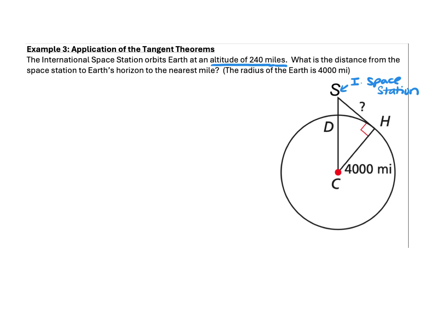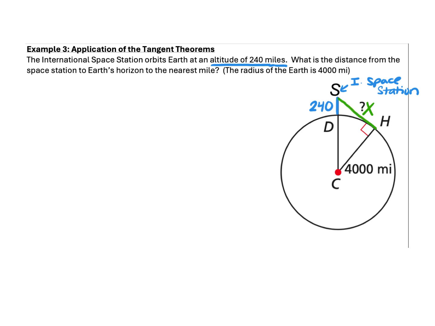And then if it's orbiting at an altitude of 240 miles, that means it's orbiting 240 miles above the surface of the Earth. So that's 240 there. We're looking for the distance from the space station to the Earth's horizon to the nearest mile. And that is going to be this distance right here where there's the question mark.